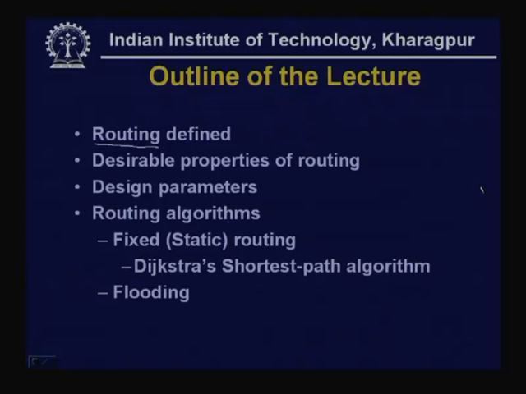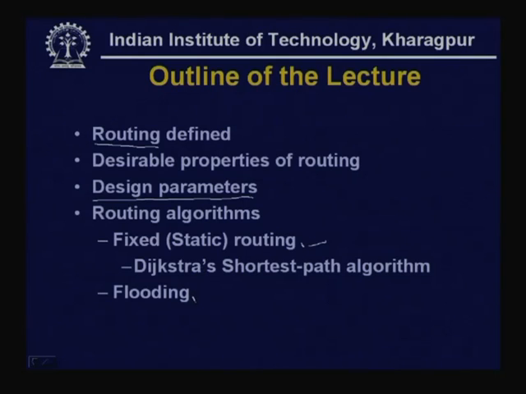And as we shall see, we have to develop routing algorithms. And so, whenever you develop routing algorithms, what are the design parameters? We shall consider in detail. Then we shall discuss two routing algorithms. One is known as fixed routing, and in this context we have to discuss some algorithms on shortest path. For finding out the shortest path, we shall discuss Dijkstra's shortest path algorithm. Then we shall discuss another routing algorithm known as flooding.